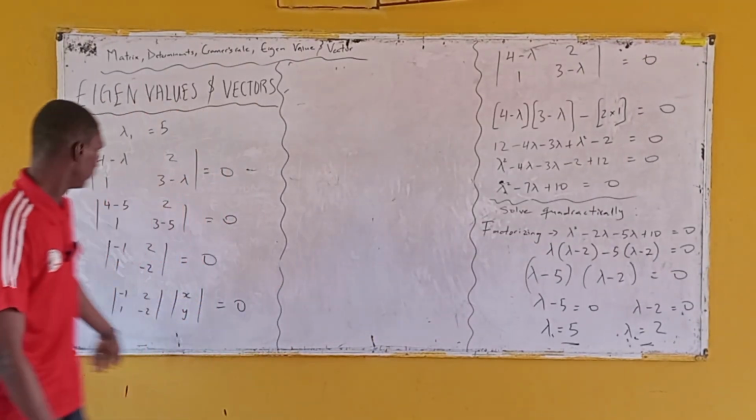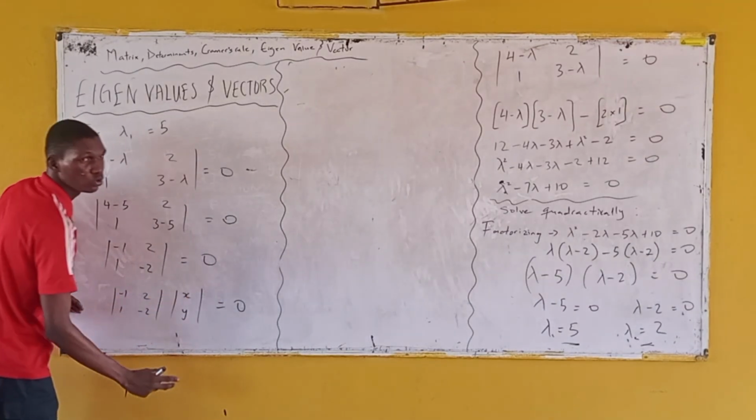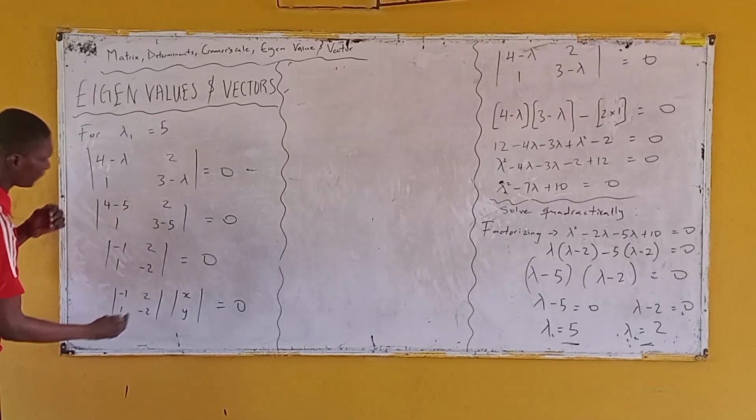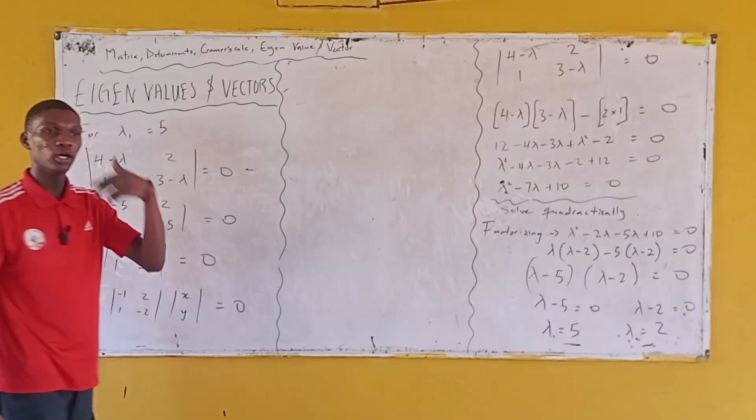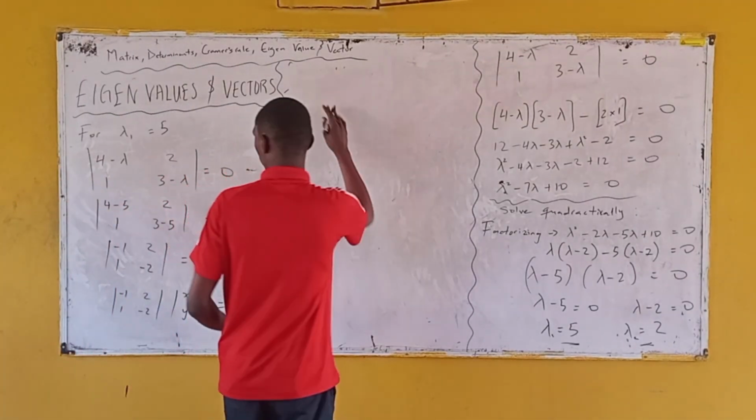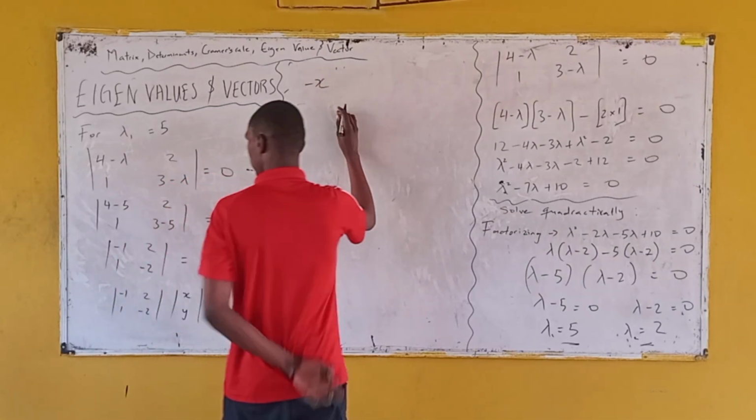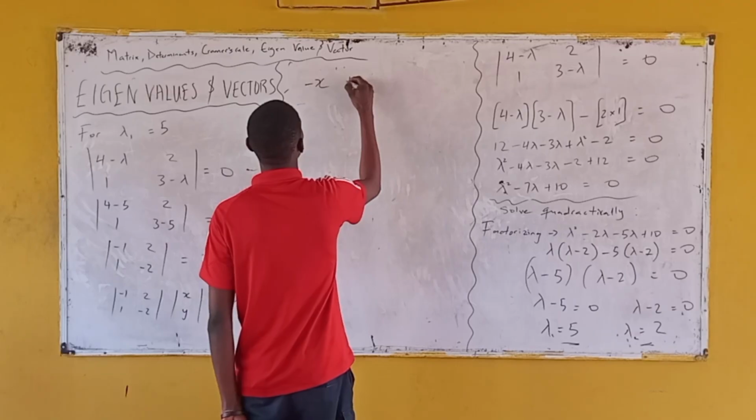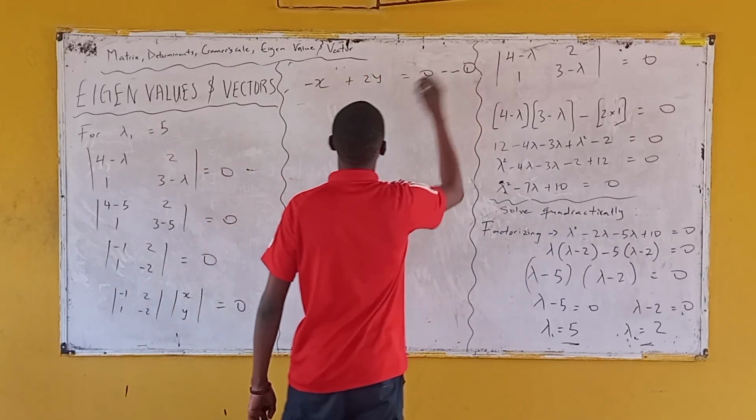So what do we do next from this extent? We can multiply this row 1 by this column. This is simply multiplying a 2 by 2 matrix by a 1 by 2 matrix. So we can say that minus 1 times x is minus x, 2 times y is plus 2y, to be equal to 0. Equation 1.